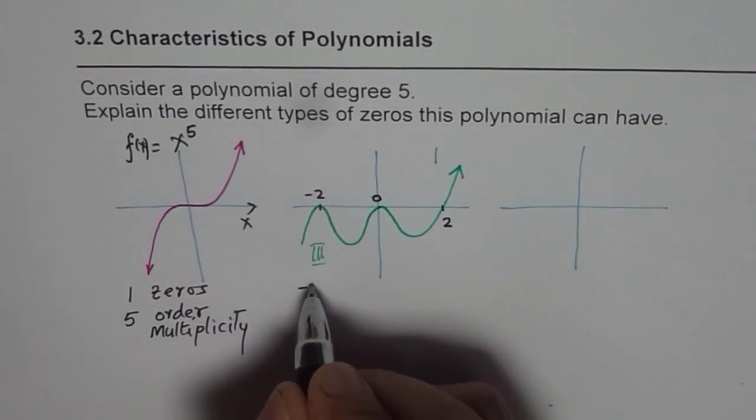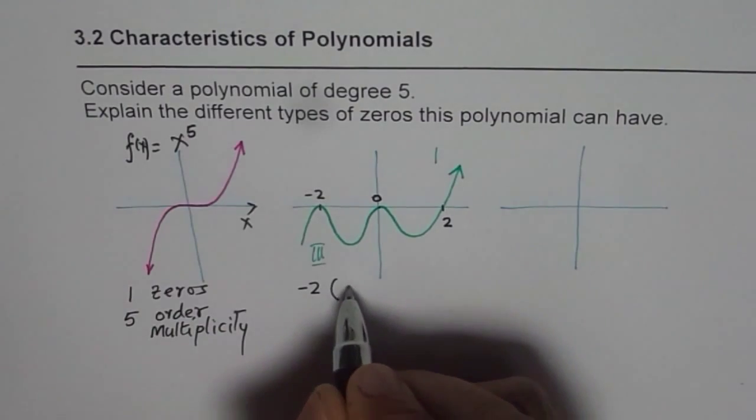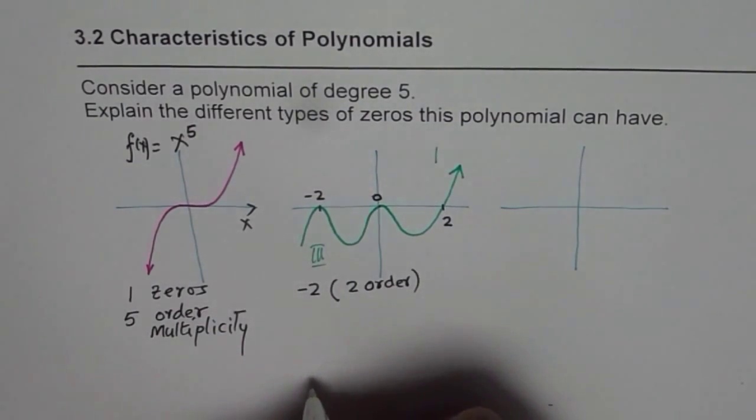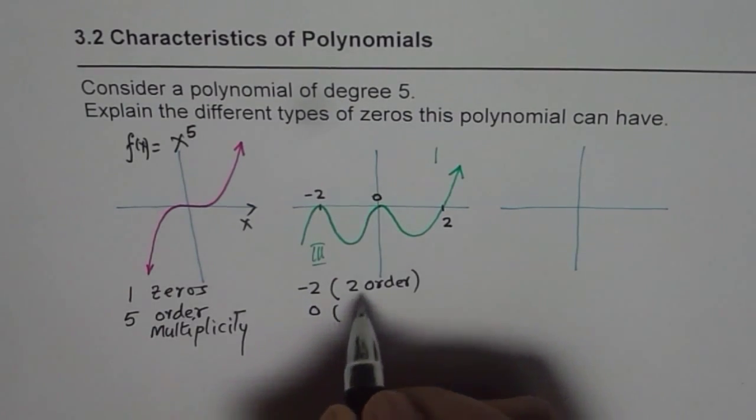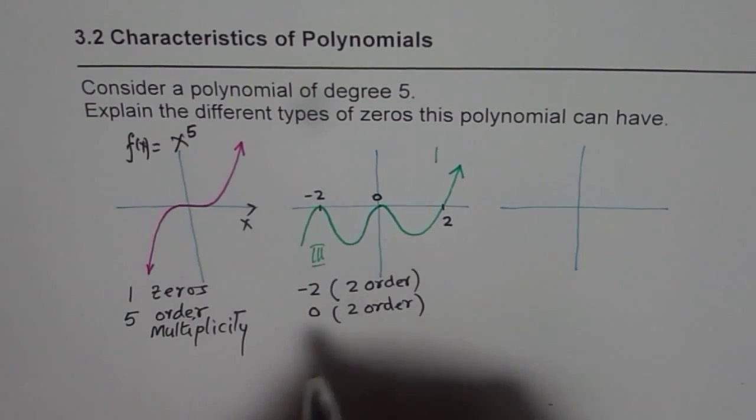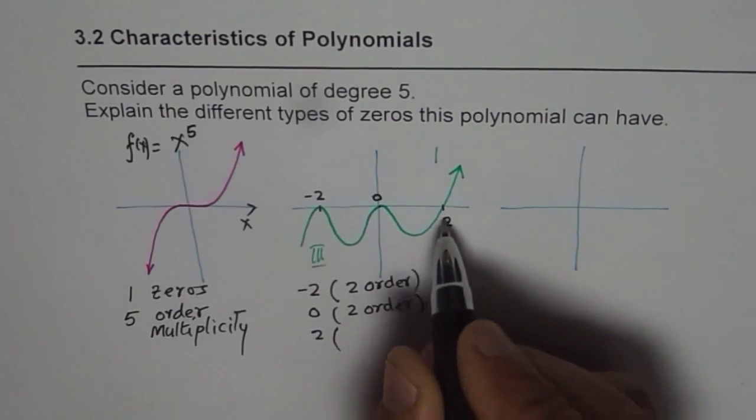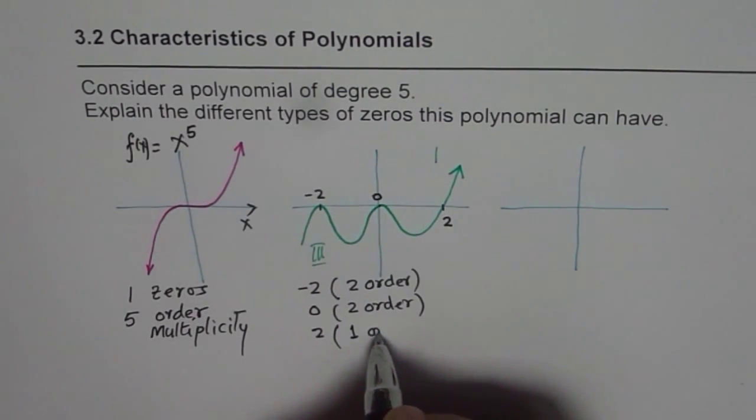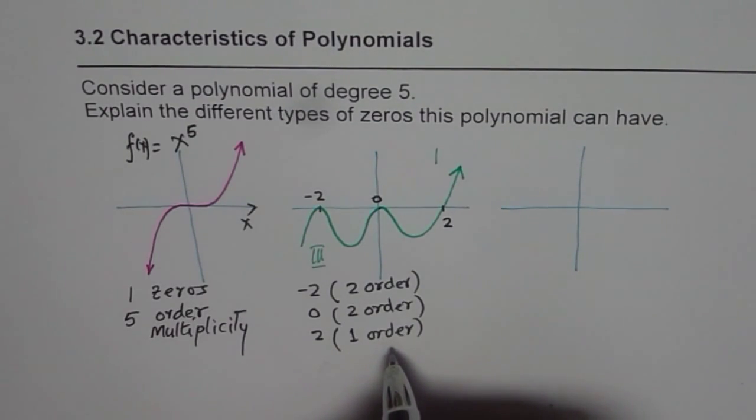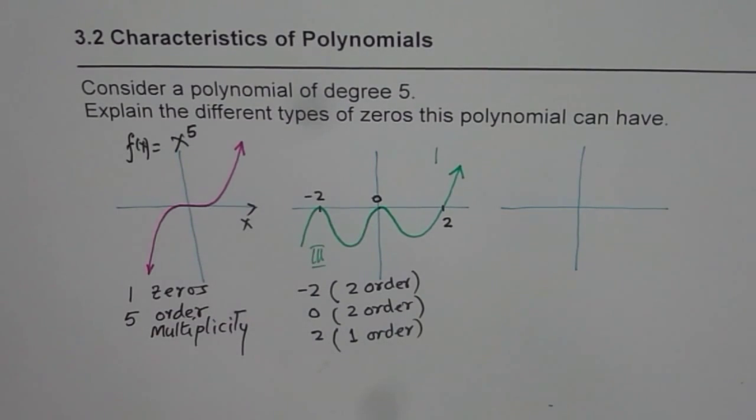Okay, now in this case we have 3 zeros, right? So zero at minus 2 has order of 2 or multiplicity of 2. You see, zero at 0 also has order of 2. How about zero at 2? Zero at 2 has order of 1, right? We normally don't write that. It is assumed that if we are not talking about multiplicity or order, then it is 1. Do you see that? So that is also possible, correct?